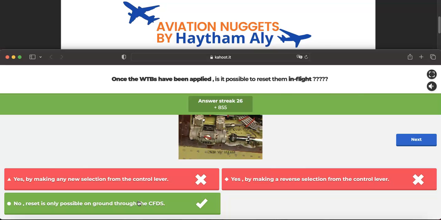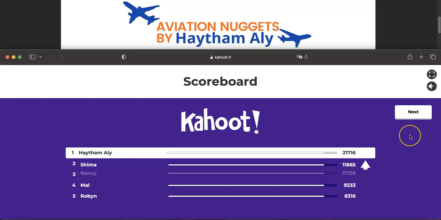Wingtip brake may be applied due to failure, asymmetry or overspeed, okay, between the left or right slats or flaps. So wingtip brakes, if they are applied in flight, can only be reset on ground, because reset is only possible on ground through the CFDS, centralized fault display system. Okay, everybody, let's proceed. Next question.